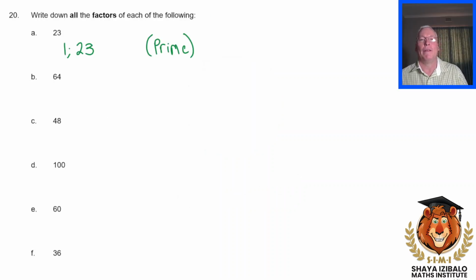Okay, so 1 is definitely a factor, and 1 goes with 64. So let's write it next door. What about 2? 2 is a factor because 64 is even. 2 divides into 64 32 times. What about 3? No, 64 is not divisible by 3 because if I add up the digits, I don't get a multiple of 3. What about 4?